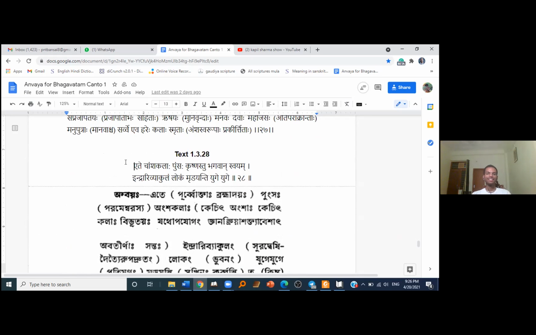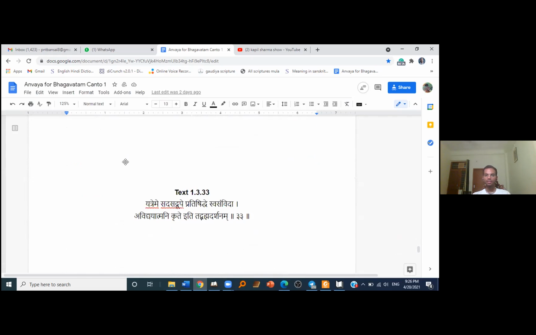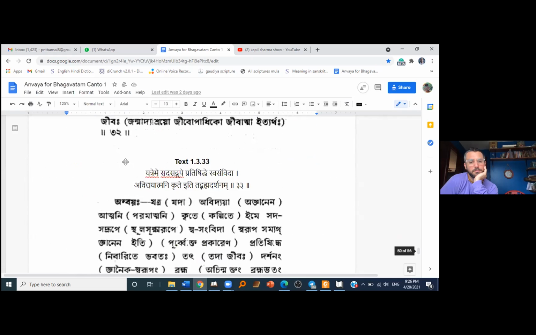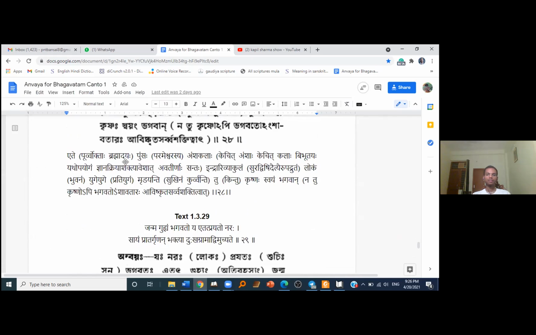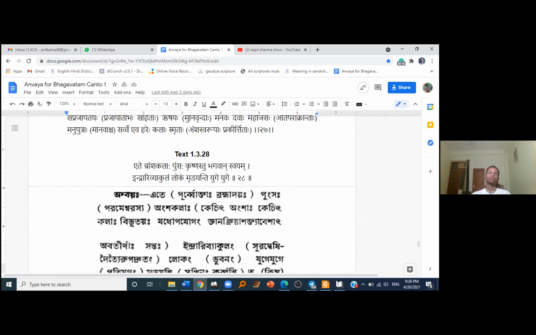This is Ete Changsha. We arrived here. How many shlokas in this chapter? 43. Okay, we'll discuss this shloka tomorrow in detail. I don't want to cut short here.